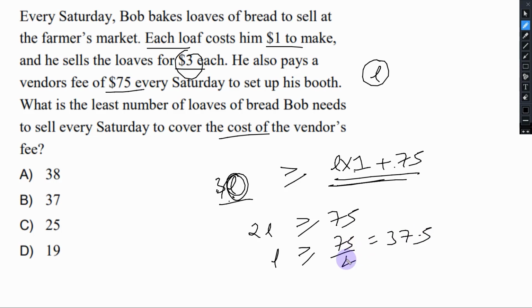So 75 by 2 is 37.5. So each lobe should be greater than or equal to 37.5 to cover his fees. So option A is our answer.